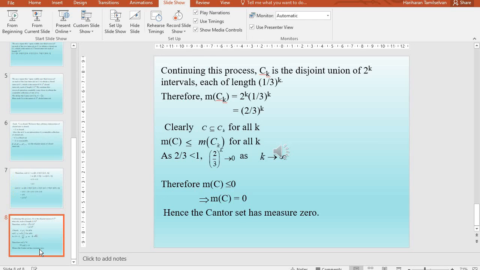As 2/3 is less than 1, (2/3)^k tends to 0 as k tends to infinity. Therefore, the measure of C is less than or equal to 0. As a measure cannot be negative, the measure of C is equal to 0. This implies the Cantor set has measure 0. Hence, we have proved that every Cantor set has measure 0.